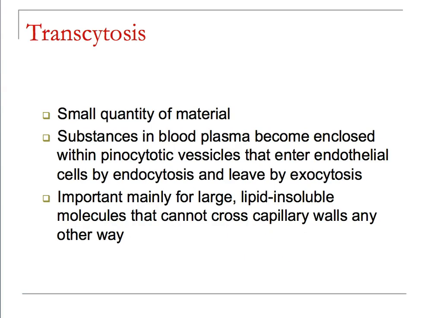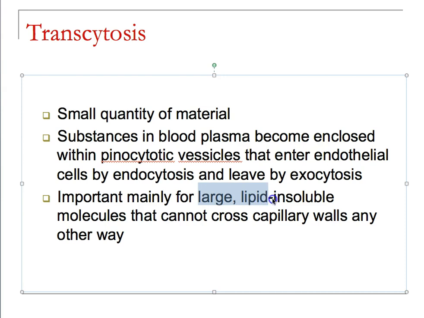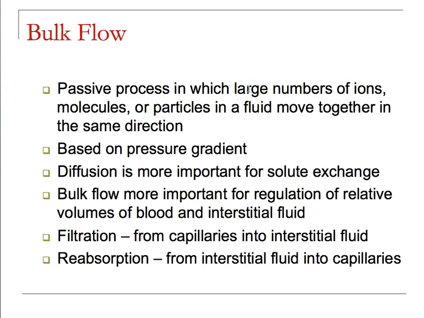Transcytosis is where you literally pinocytose it up into vesicles that enter the endothelial cells and then exit by exocytosis on the other side. And these are for large lipid-soluble molecules. Okay? So depending on where we're at, if you think about, say, the ventricles inside the brain, this would be one way to make sure you get materials through. Bulk flow, of course, is the passive movement where large numbers of ions or particles and fluid move together in the same direction. It's based on the pressure gradient as things are moving through the capillary bed. The arterial side, bulk movement outward is easy.